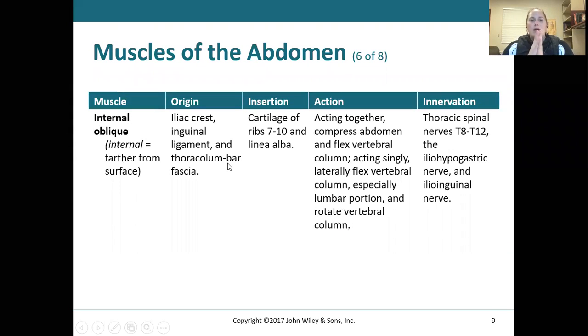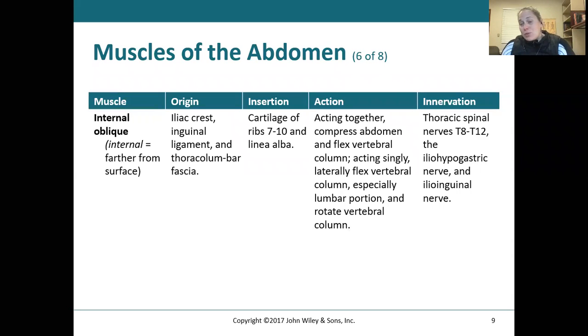Your internal oblique. Okay, so your origin again is the iliac crest, the inguinal ligament, and the thoracolumbar fascia. The insertion is the cartilage of ribs 7 through 10 and the linea alba. Its action, acting together, is to compress the abdomen and flex the vertebral column. Acting singularly, it can laterally flex the vertebral column, especially in the lumbar portion, and rotate the vertebral column. Hopefully you're recognizing a repetitive kind of action here.